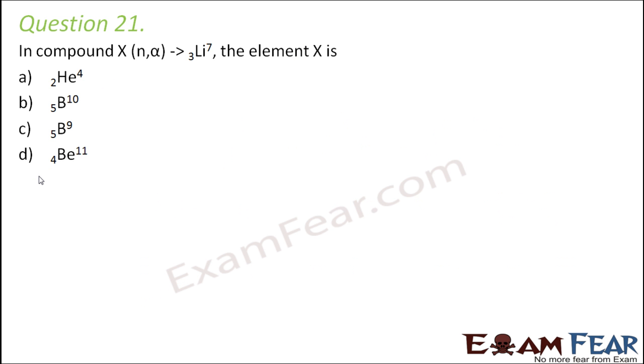Question number 21. In the compound X(n, alpha) gives lithium. The element X is? What is the meaning of this n, alpha? This shows that it is an alpha decay and the parent nucleus is bombarded with a neutron. So let's write the equation. Something like this: X with atomic number Z and mass number A, when it is bombarded with a neutron which has 0 charge and 1 mass, we get a lithium nucleus. Along with the lithium nucleus, we also get an alpha particle. So this is our reaction.